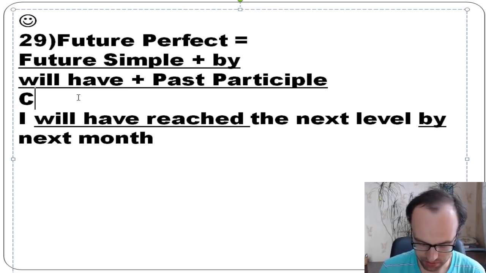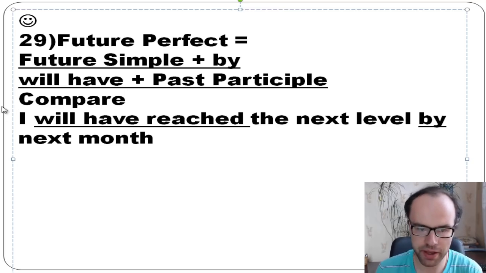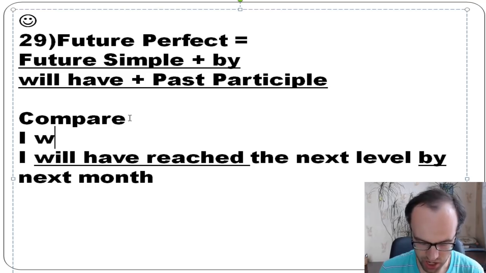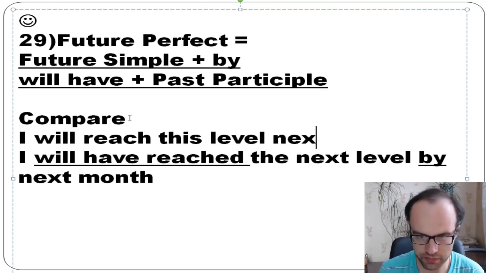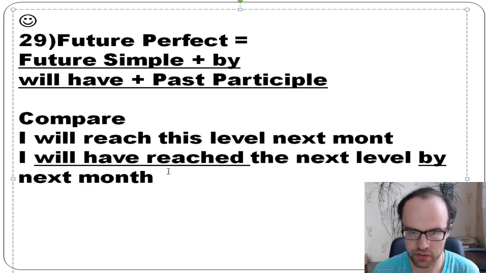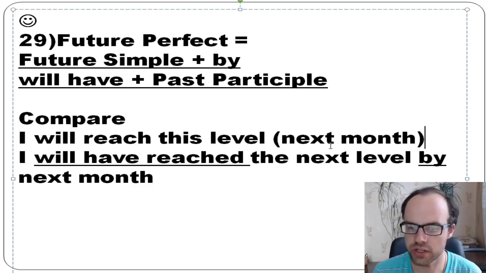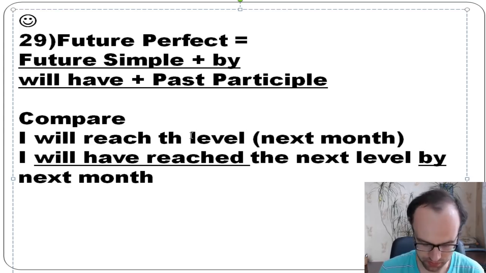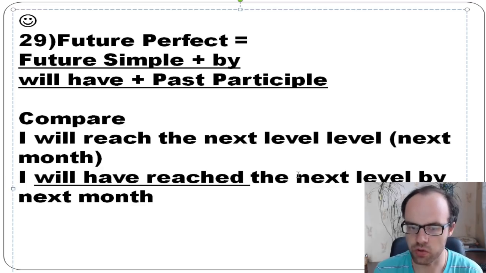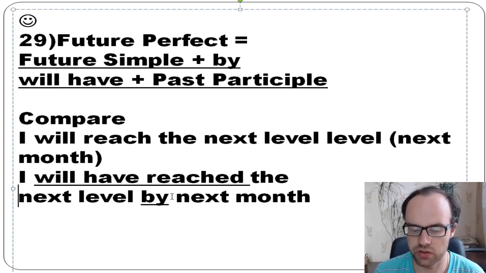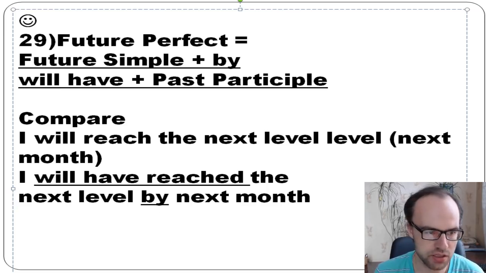So please compare these two sentences. I will reach this level next month, and I will have reached the next level by next month, yeah? So this level or the next level, okay. Two similar sentences, but there is a small difference, yeah? So it's about by.